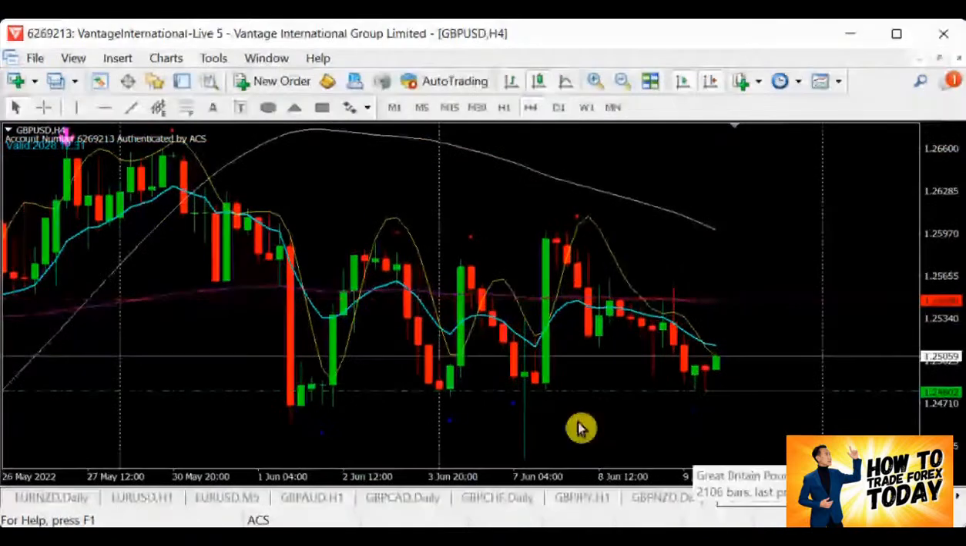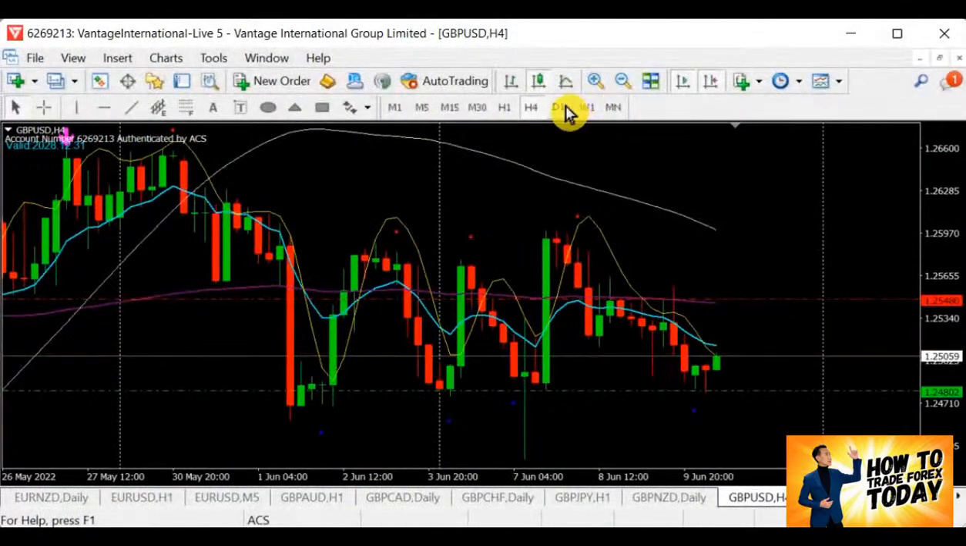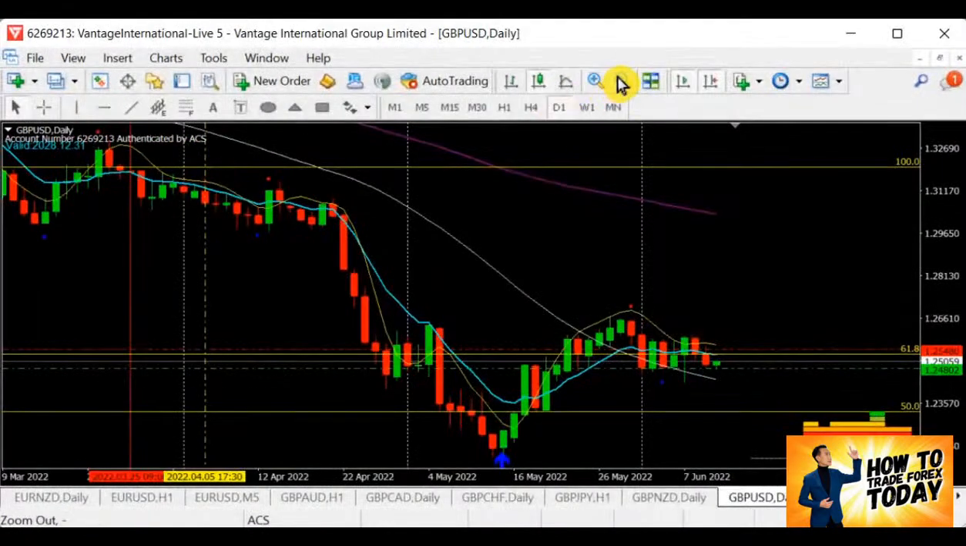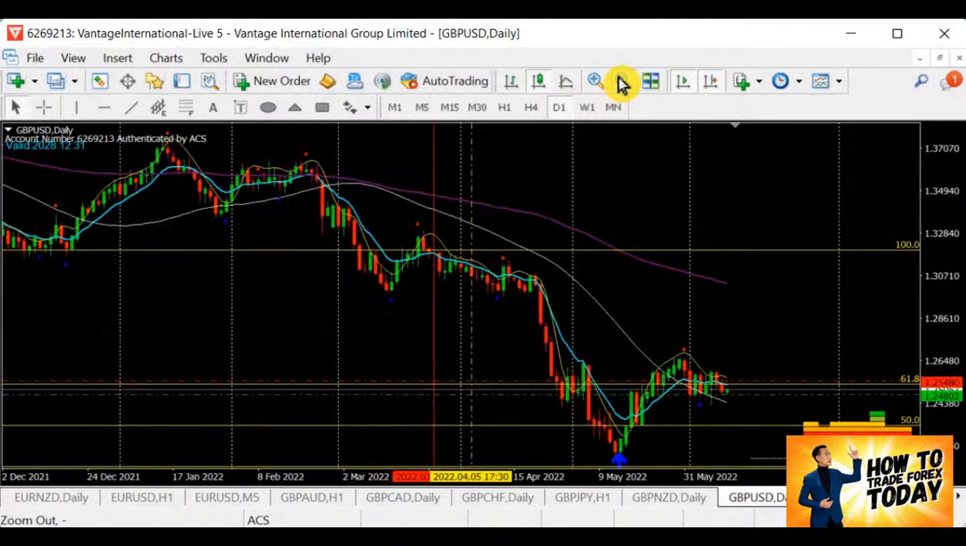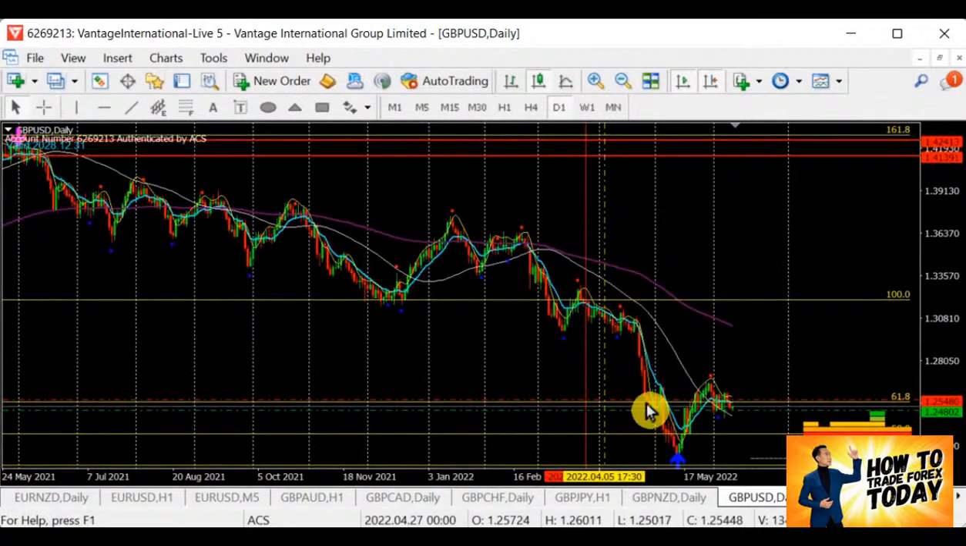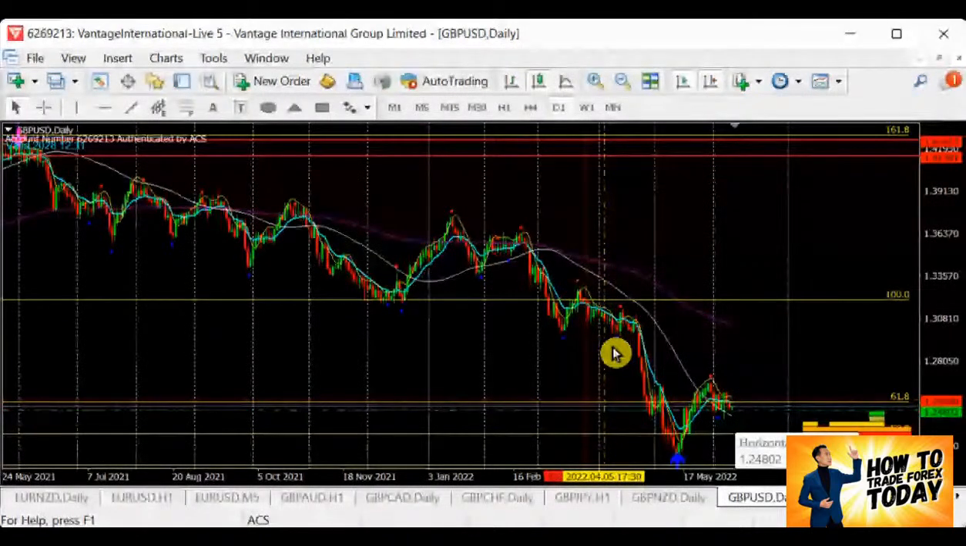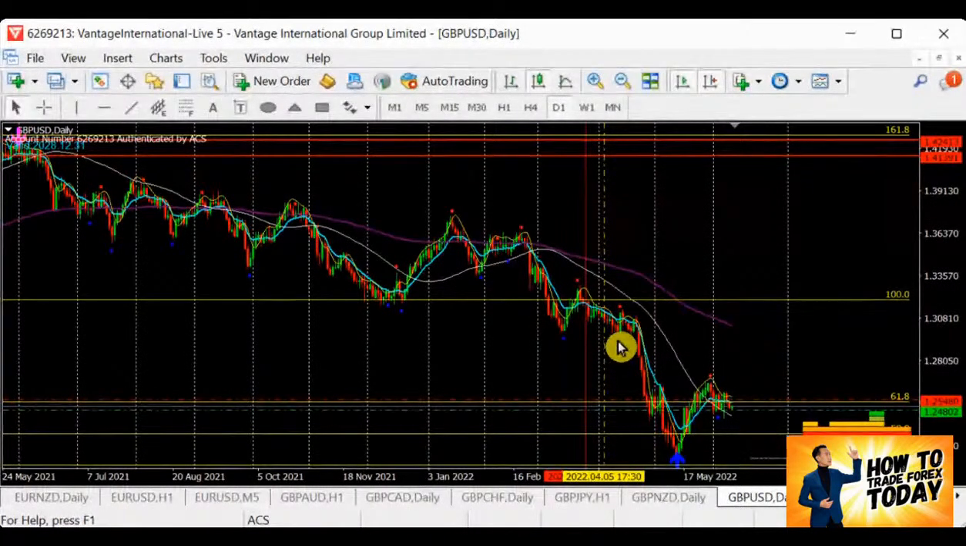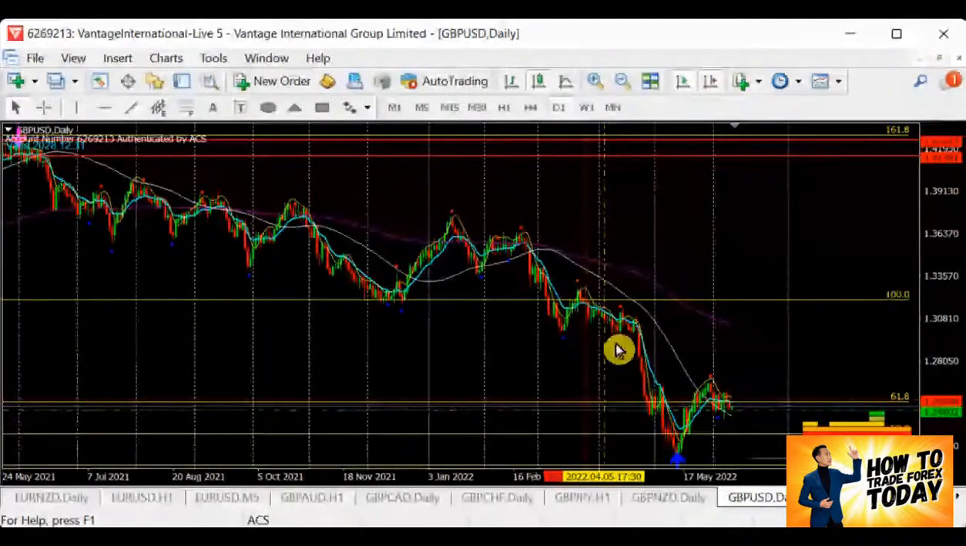So how about pound dollar? Pound dollar over here, determine the trend first. We are now having a downward trend, having a retracement, now forming this as a higher support, a higher low. As you can see, a higher low over here. Now we are actually hitting on the support.